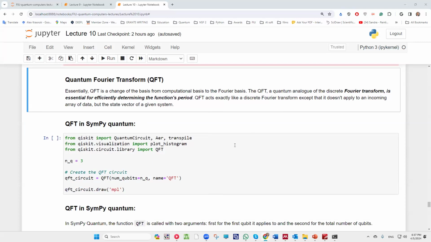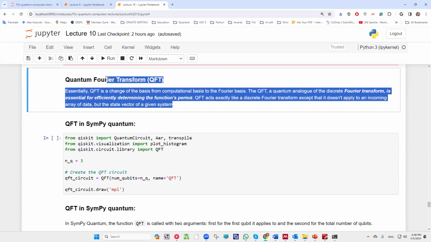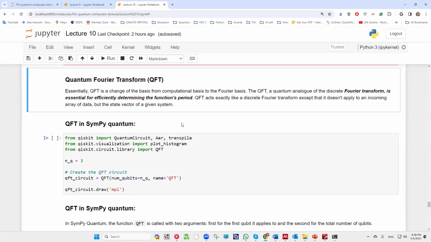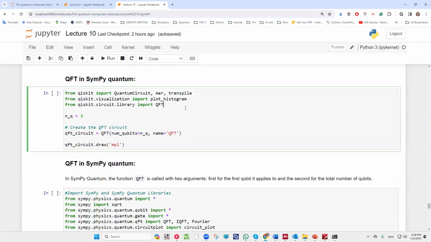So in quantum, we also use this Fourier transform as a part of other algorithms. It's a very important piece of the story, and pretty much any paper about quantum algorithms today contains this Fourier transform. So we need to learn a little bit more about this. So QFT is very important.